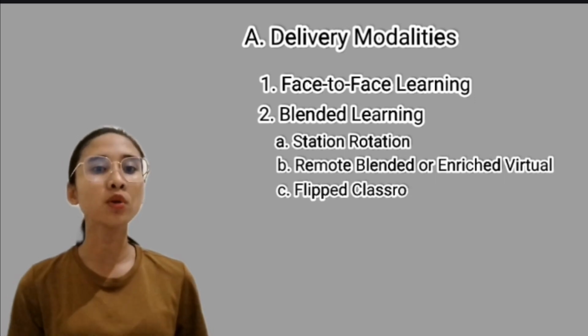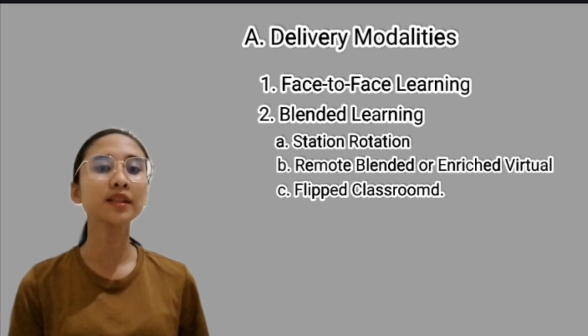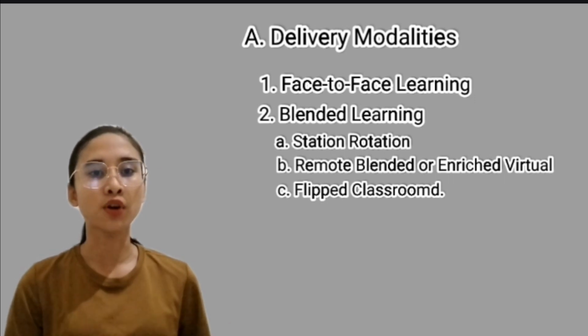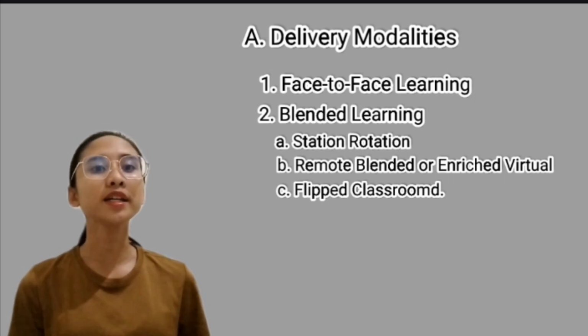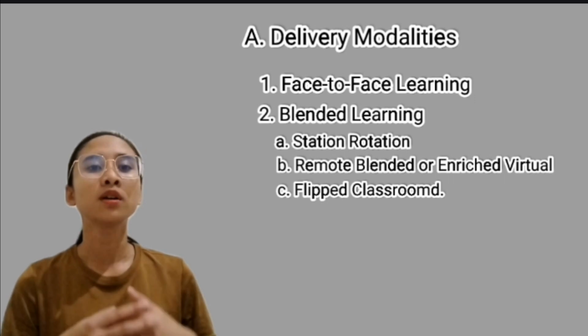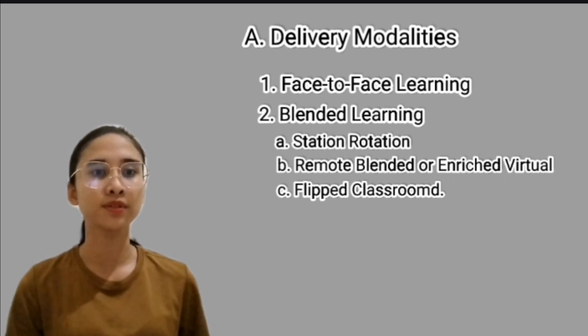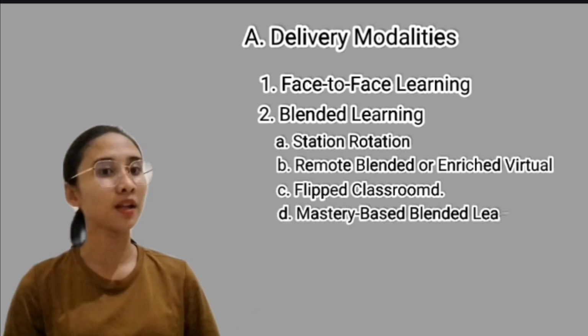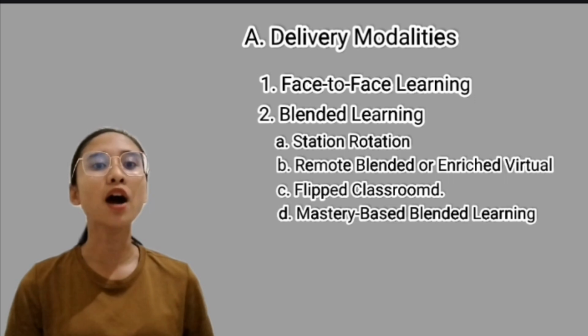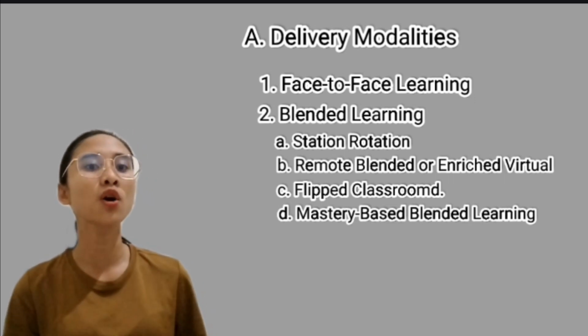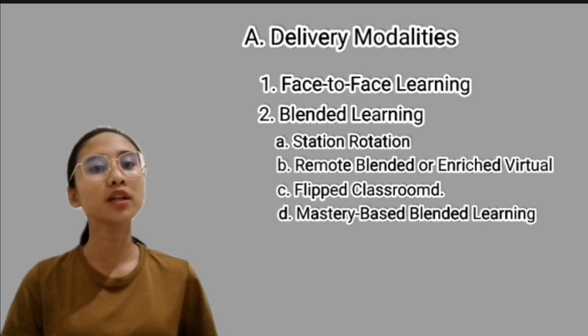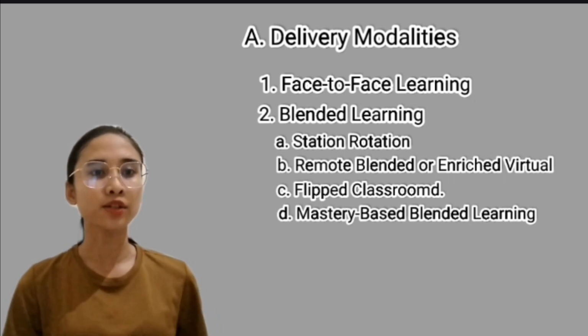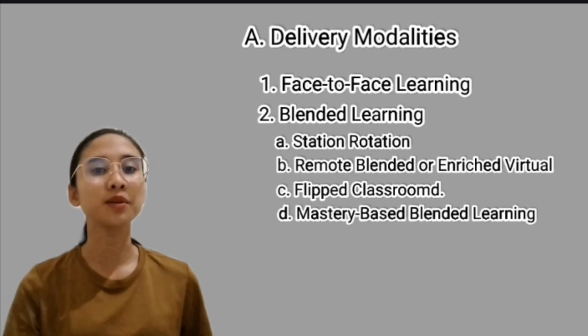Letter B, we have remote blended or enriched virtual. Here, students mostly complete online coursework and only meet the teacher occasionally, either for support or clarification. It's different from flipped classroom because there is less regular in-person interaction. Letter C, flipped classroom. Students first study the content at home using videos or readings. Then they apply what they learn in school, working on exercises or group tasks with help from the teacher. It flips the traditional learning process.